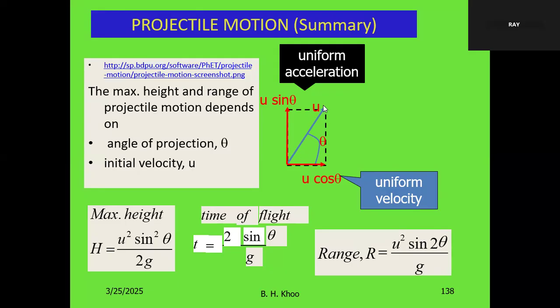The projectile projected at velocity u at an angle theta. The horizontal component is u cos theta. Right? Horizontally is uniform velocity. Vertically is u sin theta, uniform acceleration.